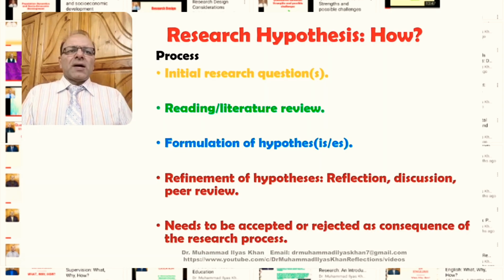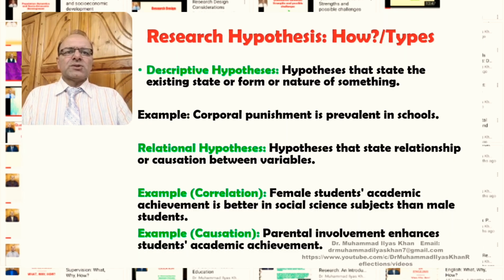The how of hypothesis, or what is the process of formulating hypotheses? Generally we begin with research questions in most exploratory studies, and those initial research questions will begin us on the process of reading or literature review, and then that will lead to our formulation of hypotheses, refinement of hypotheses, which is again a process of reflection, discussion, and peer review. And this needs to be accepted or rejected as a consequence of the actual research process. So that's the general process of where hypotheses begin and how we actually work with hypotheses in research.